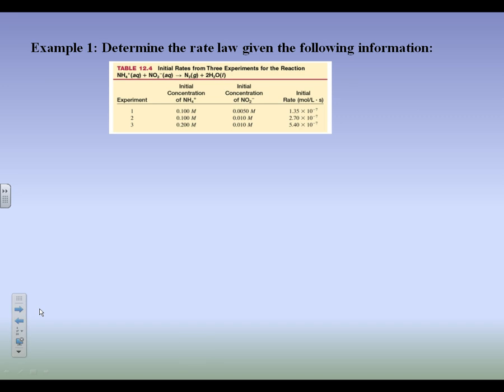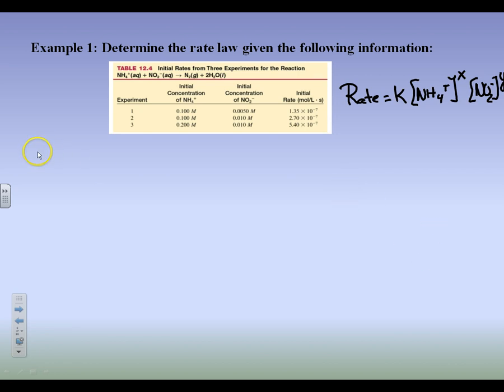Using experimental data, determine the rate law given the following information. So we've got ammonium ions reacting with nitrite ions to give me nitrogen gas and water. Alright, so the first thing that I'm going to do is write out what my rate law would look like. So I'm going to have NH4 plus to the X, and then NO2 minus to the Y. Wow, I gave myself a lot of room for that. So that's my basic form of the rate law. Now what I have to do is figure out what X and Y are. Is this a first order reaction, second order reaction?